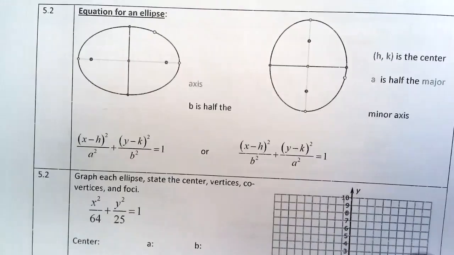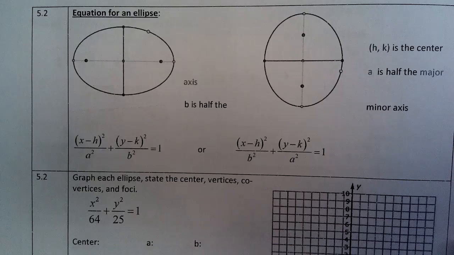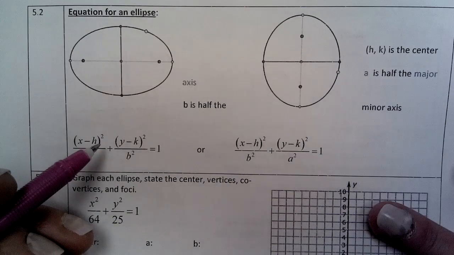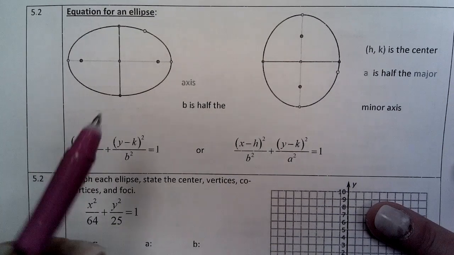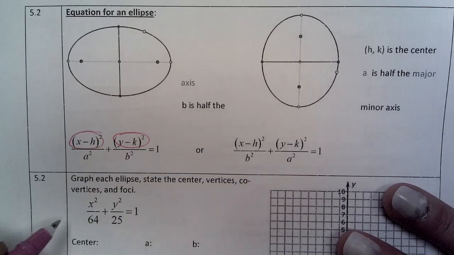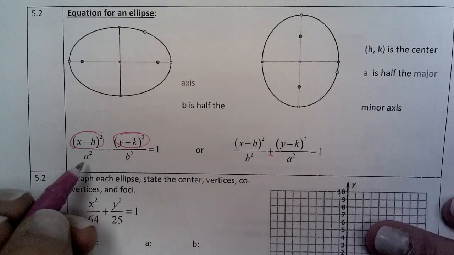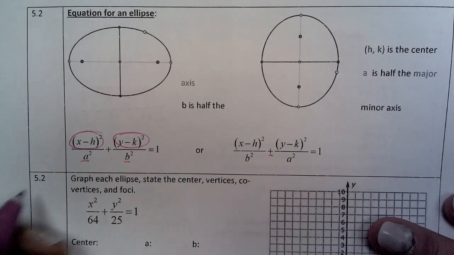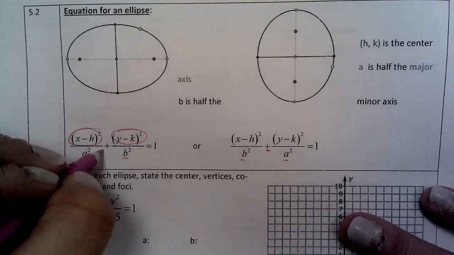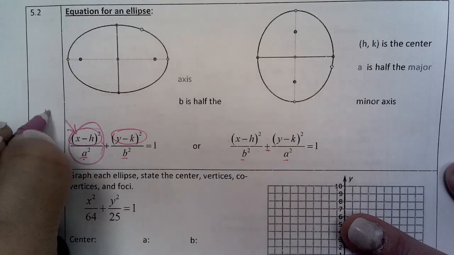So our equations are the other things that you're going to have to memorize. Our equations are very similar to a circle, except you have a couple of different changes. So the center part stays the same. There's still a plus between them. But you'll notice you have this a squared and this b squared underneath, or a b squared and an a squared underneath.